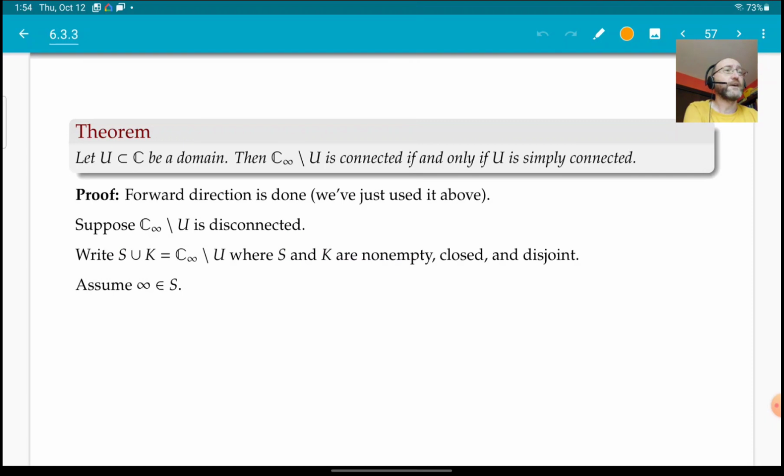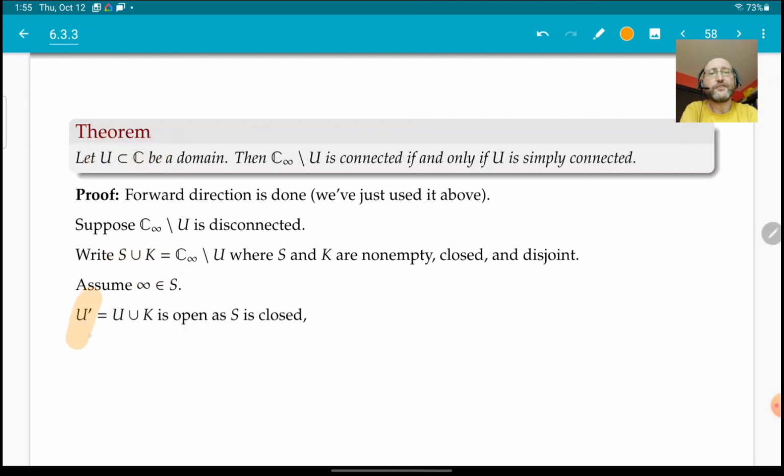Now, one of them has to contain infinity, because U was a domain in C. U doesn't contain infinity, so it has to be in one of the components of the complement. These might not be components; these might be disconnected as well, but they are disjoint, right? So infinity has to be in one of these. So let's suppose it's in S.